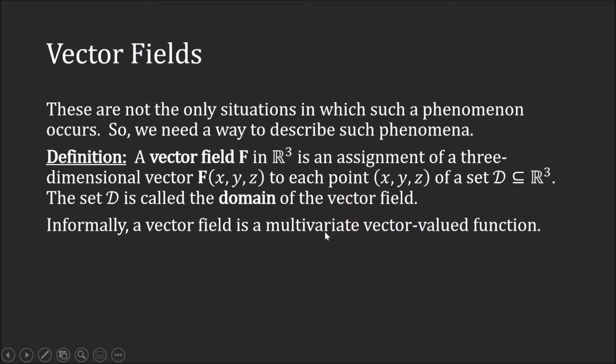A vector field F in R3 is an assignment of a three-dimensional vector F of x, y, z to each point x, y, z of a set D, which is a subset of R3 space. The set D is called the domain of the vector field, and informally, a vector field is a multivariate vector valued function.